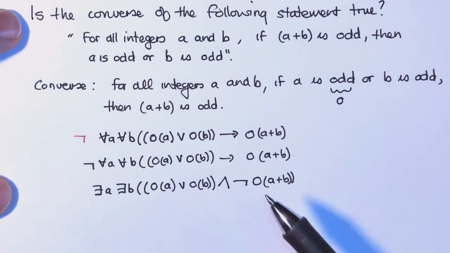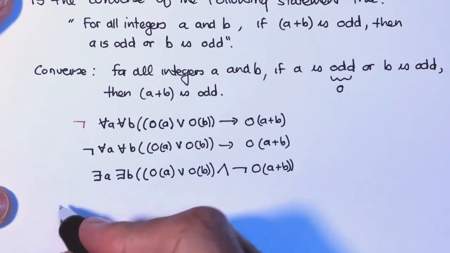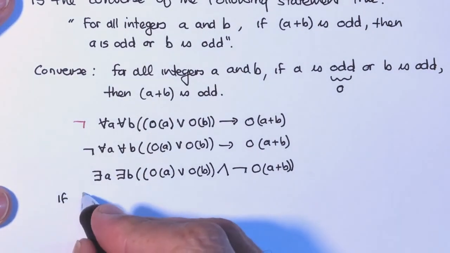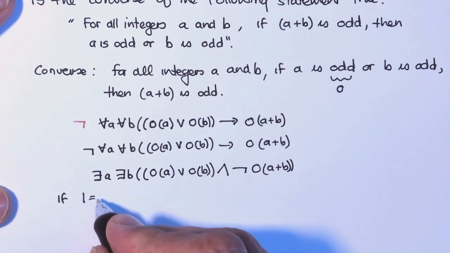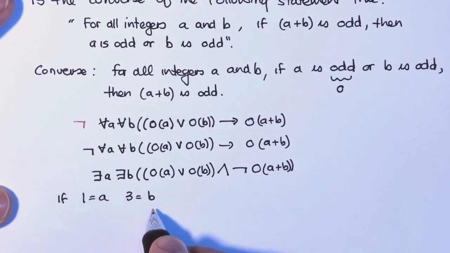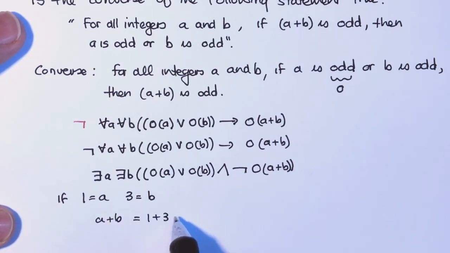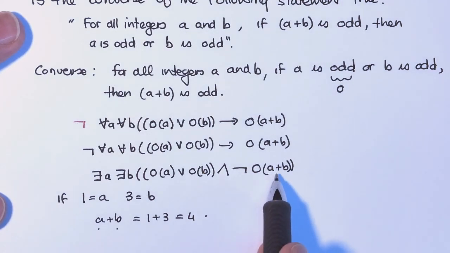Now let's think about this. We can have a odd or b odd or both. That's what the or means. It can be one or the other or both. So if we look at the number 1 for a and the number 3 for b, both of them are odd numbers. Then what is a plus b? a plus b is 1 plus 3, which is 4. So this was odd, this was odd, this is thus even. Both of those are odd, but the sum is not odd.